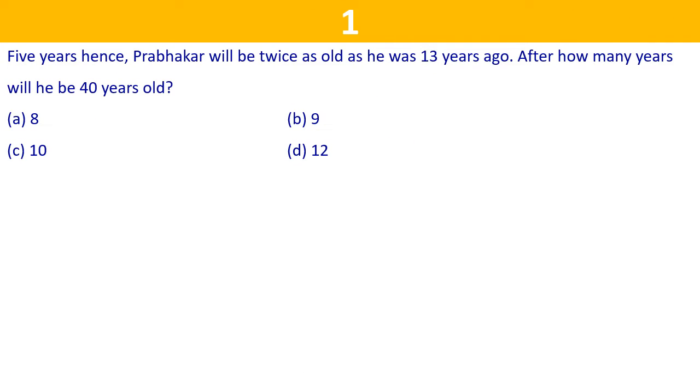I will start with a very simple question that is given here. 5 years hence, Prabhakar will be twice as old as he was 13 years ago. After how many years will he be 40 years old? Obviously, my first step is to assume a variable. Let P be the present age of Prabhakar.